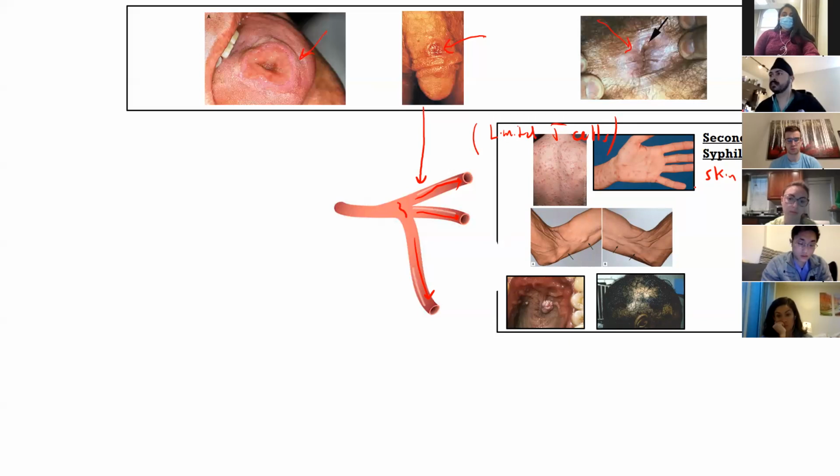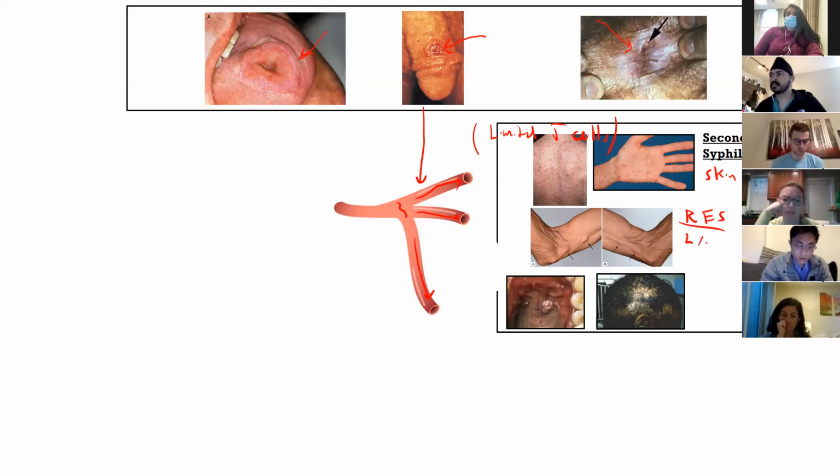But you can have a nodular, you can have a pustular rash, you can have an ulcerative rash. It can be kind of anything. But most commonly maculopapular with a little bit of scale. You can get dissemination to the reticuloendothelial system.